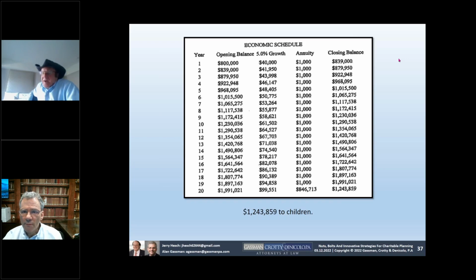So a lot of people say, oh, look, my charity is going to get $800,000 at the end of 20 years. Nothing wrong with that. So basically, I don't see that legislation being changed.